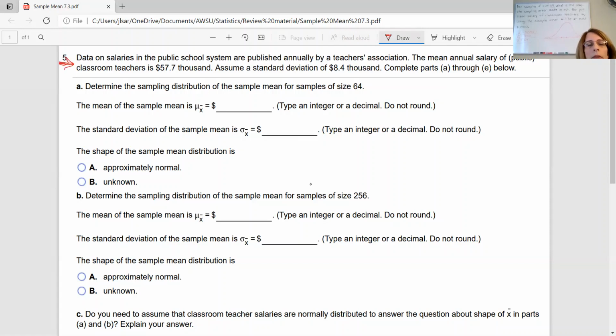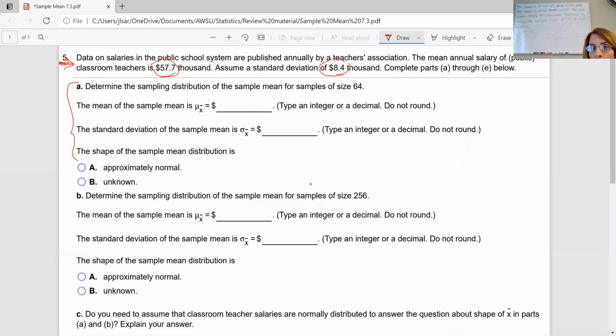So it's looking at the data on salaries in the public school system, which are published annually by a teachers association. The mean annual salary of public classroom teachers is 57.7 thousand. You may have gotten slightly different numbers when you did this problem, but these are the ones that came up for me. It says assume a standard deviation of 8.4 thousand and then complete parts A through E. First it says determine the sampling distribution of the sample mean for samples of size 64.